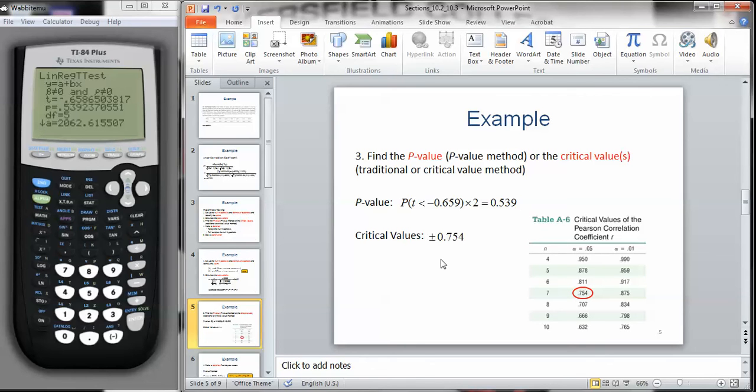So on table A6, it's actually pretty straightforward to read. First, what is your alpha? In this case, alpha is 0.05. And then what is your sample size, which is n? So your critical value will be plus or minus 0.754.